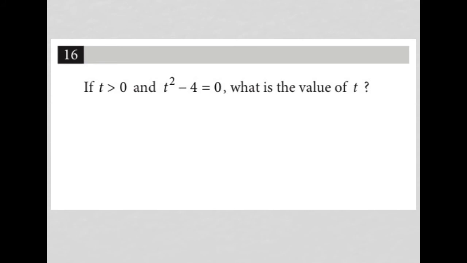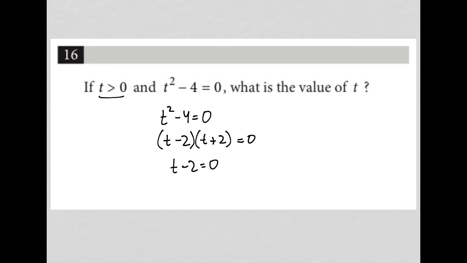The next question, again, single line, t is greater than 0, so we know it's not negative. I have t squared minus 4 equals 0. Well, I can simplify that, right? This is an equation. This is a difference of two squares. T squared minus 4 is the same as t minus 2 times t plus 2, right? So that's going to equal 0. And then I just set each of these individually equal to 0 in order to find my possible t values.